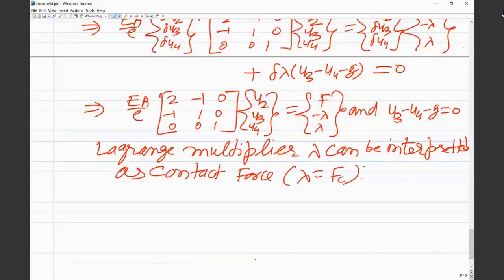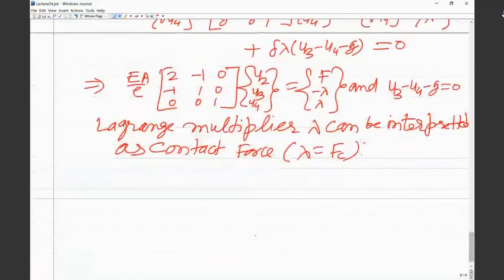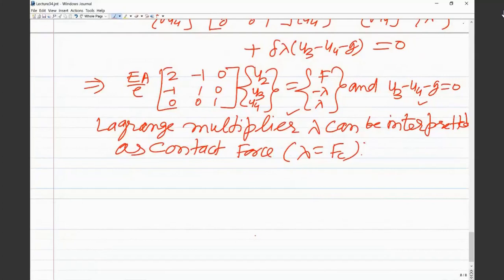Now if you combine all the equations together, although you can keep the equations in this form, these are the three equations, this is the fourth equation, and the number of unknowns are u2, u3, u4 and lambda, and you solve for these four unknowns using these four equations. If you want, you can also put all the four equations together, that is also possible.